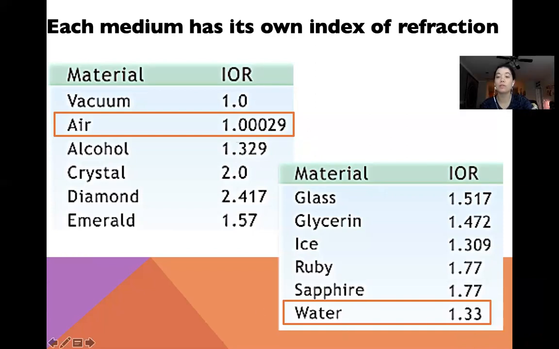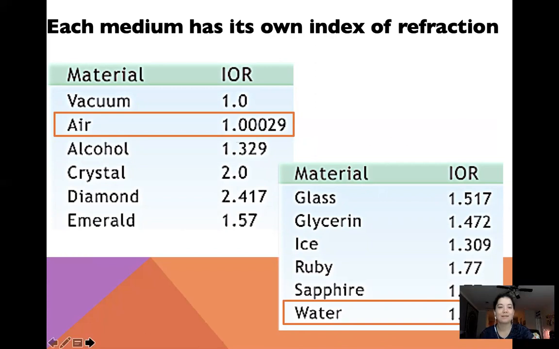Over here, if we look at water, we can see that water has an index of refraction of 1.33. So do light waves travel faster or slower in water than they do in air? They travel slower. This is a higher index of refraction. So that means that the light is bent more and will travel slower than it does in air.